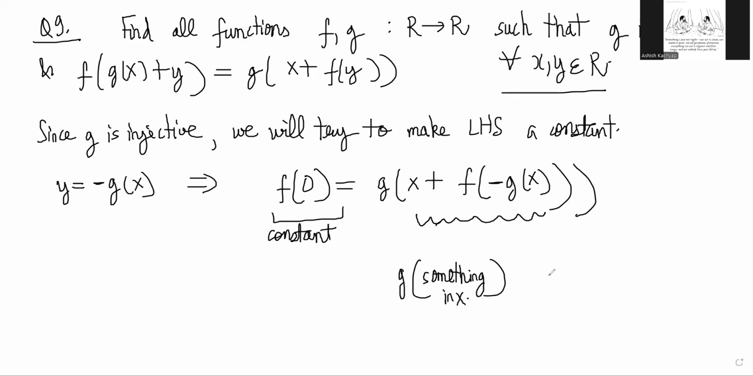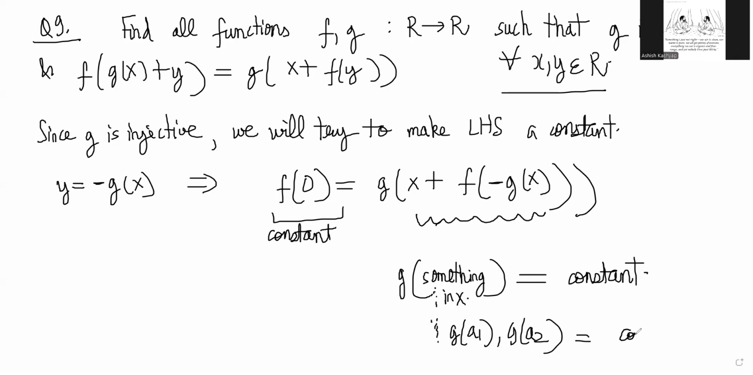Something in x is equal to a constant. Think about it. If there are multiple values possible here, g of a1, g of a2, if all of them were equal to a constant, the function would not be injective, right? If there are more than one values for this expression, then you would have g of something equal to the constant, and g of something else also equal to the same constant, which would be a contradiction because g is supposed to be injective, which means it is only one input to one output, right?